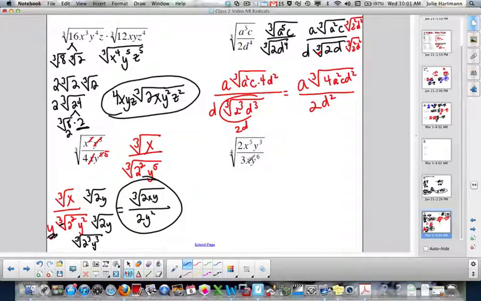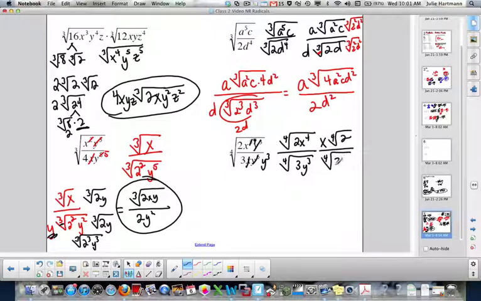Alright, and finally, x and x to the 5th can be simplified. That becomes x to the 4th, and y cubed and y to the 6th becomes y cubed on the bottom. So on the top we have 2x to the 4th, and on the bottom we have 3y to the 3rd. Alright, so on the top, the 4th root of x to the 4th is x. So that comes out, and we have the 4th root of 2. So the bottom stays this.